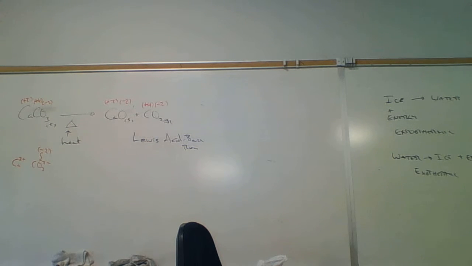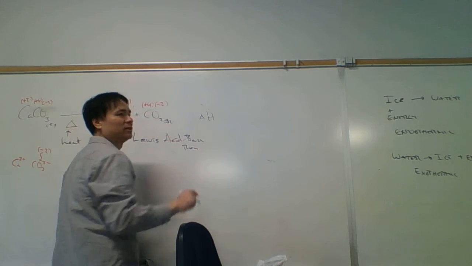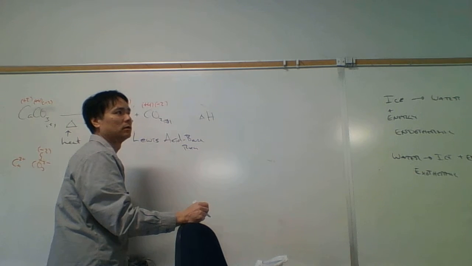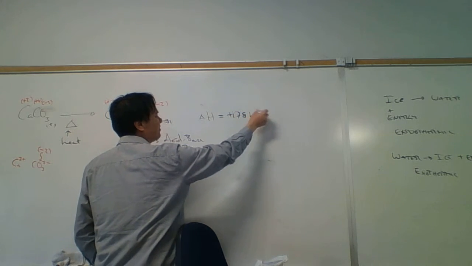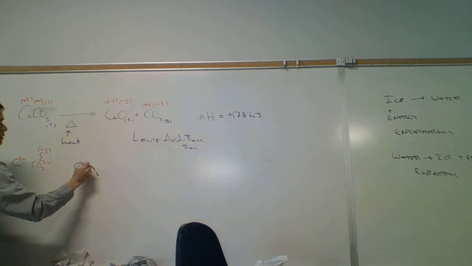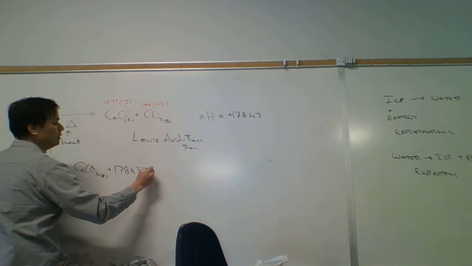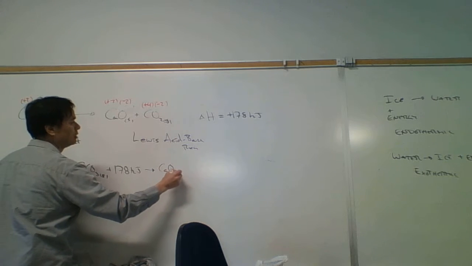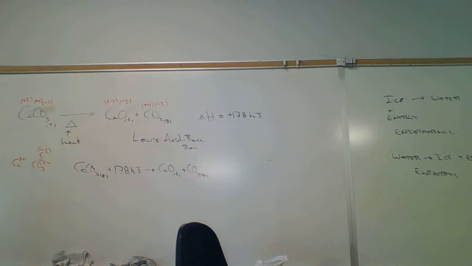Okay, so this required... it's an endothermic reaction. And so what we say is delta H is positive or negative if it's endothermic? Positive, so it's plus 178 kilojoules. If it's positive, which side of the reaction does it go on? The left side or the right side? The left side. So what we could do is we could say calcium carbonate, 1 mole, plus 178 kilojoules yields calcium oxide solid plus CO2 gas. So those are the two ways we would represent this equation.